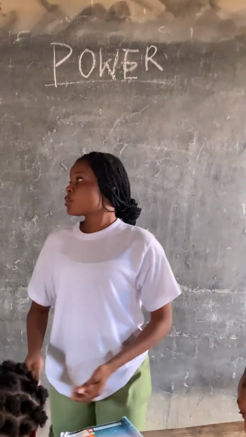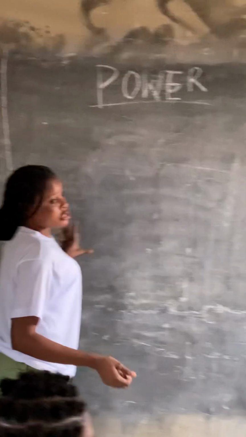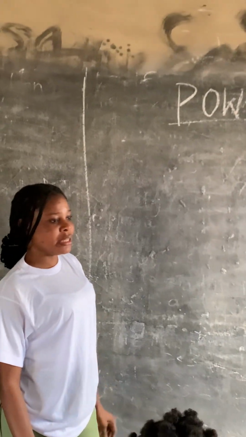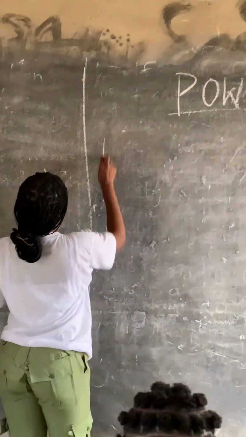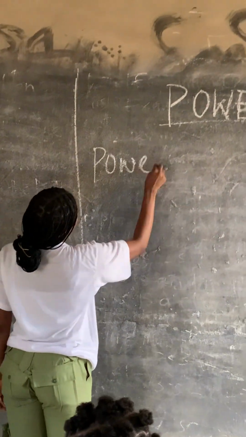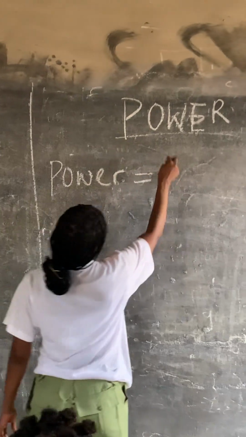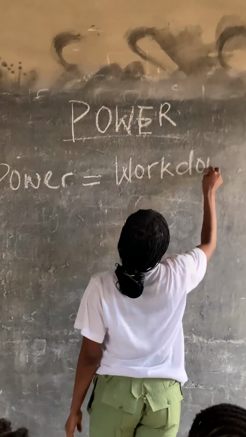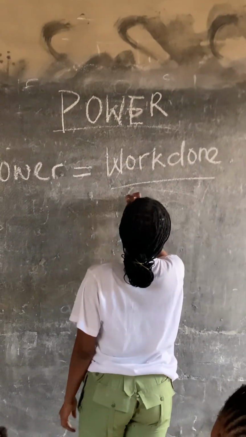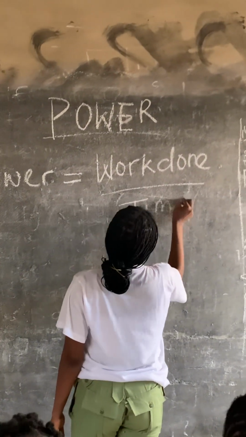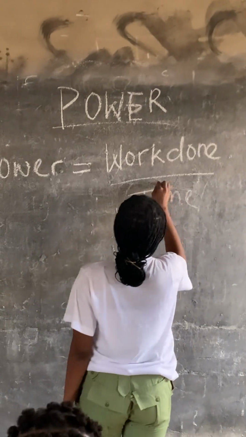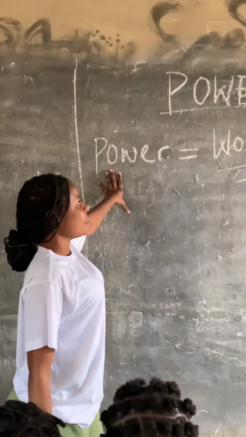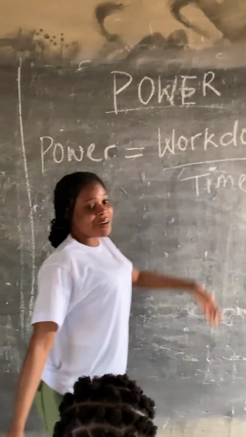So now mathematically, when we talk about power, we have two parameters there, work and time. Mathematically, power is equal to work done all over time. Is that taken down? Yes. So now power is work done all over time.